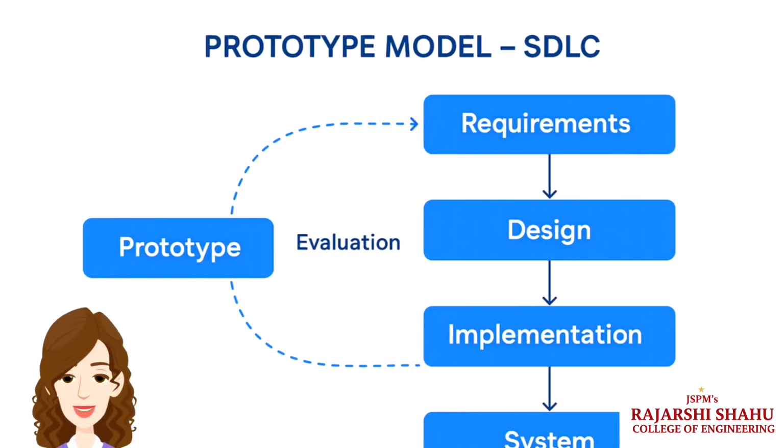In the prototype model, a quick version of the system is first created. Users evaluate the prototype, and based on their feedback, the requirements and design are refined. Once the prototype is approved, the full system is developed. This model helps clarify needs early in the process.